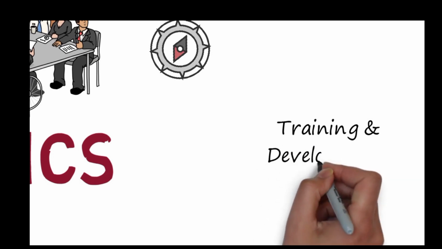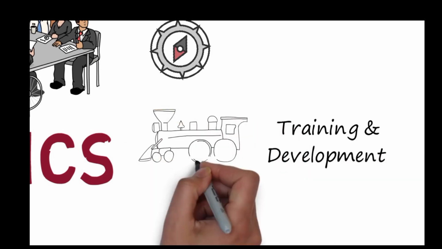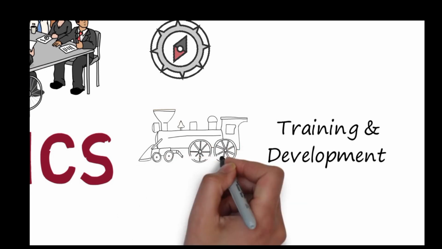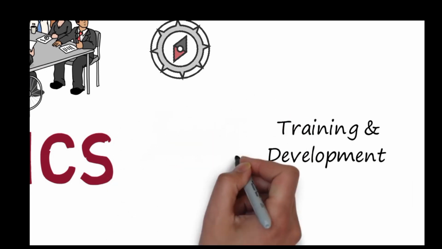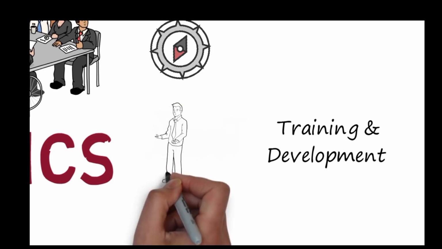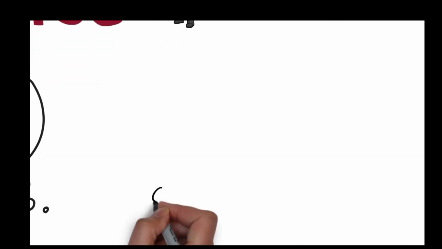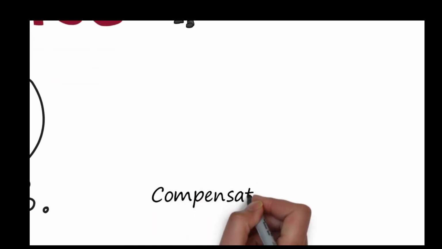So another key HR task is training and development. Employees need to be trained. This can take all different kinds. Wait a minute, not that kind of training. Yes, this kind of training. Employees can be trained in different ways: formal classroom type training, informal on-the-job training.